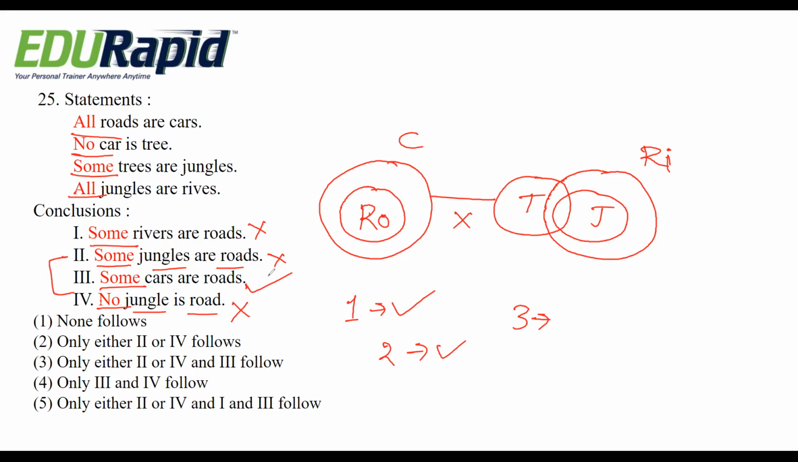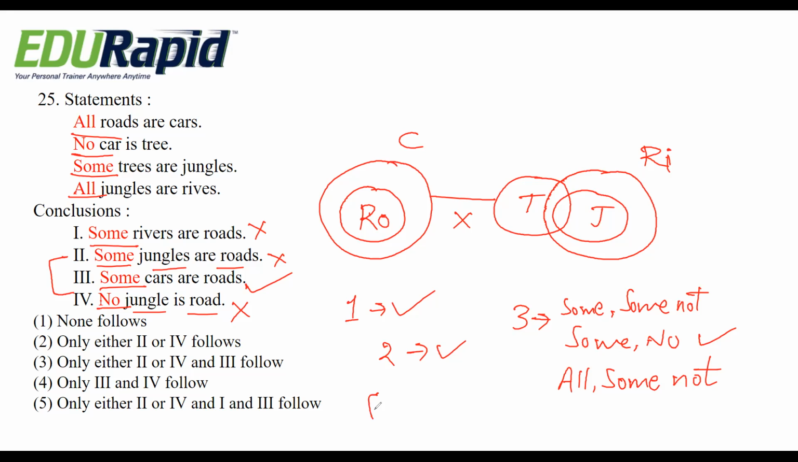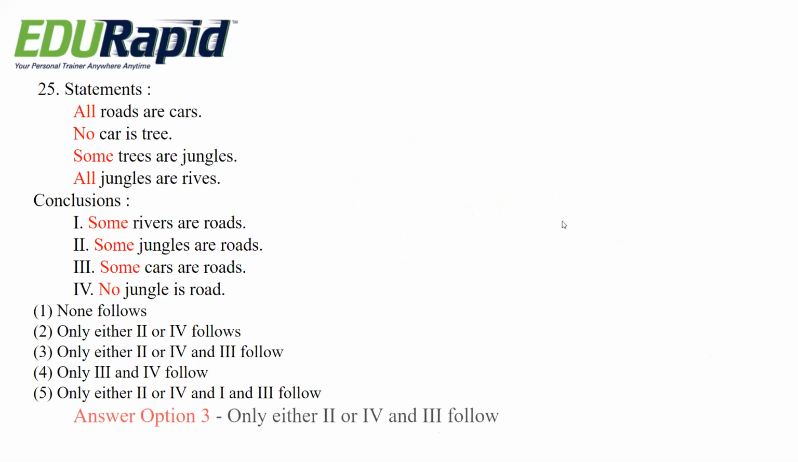Condition 3, it should be a complementary pair. Some not, some no, all, some not. It is a complementary pair of some and no. Yes, all three conditions are satisfied. We can say that either conclusion 2 or 4 follows. Also conclusion 3 follows. That is option 3 is the right answer. Only either 2 or 4 follows and conclusion 3 follows.